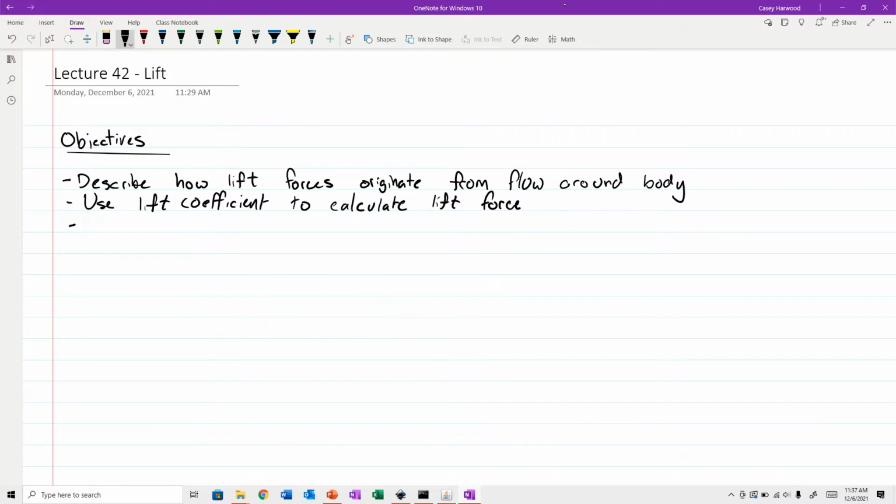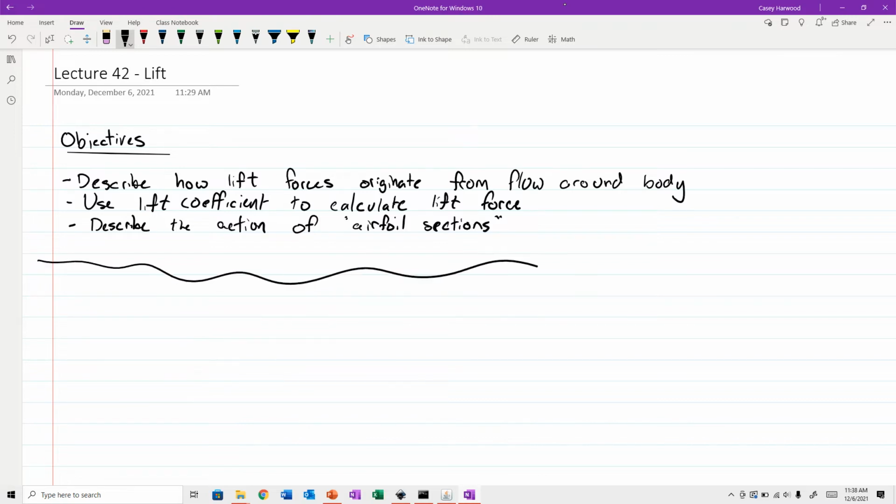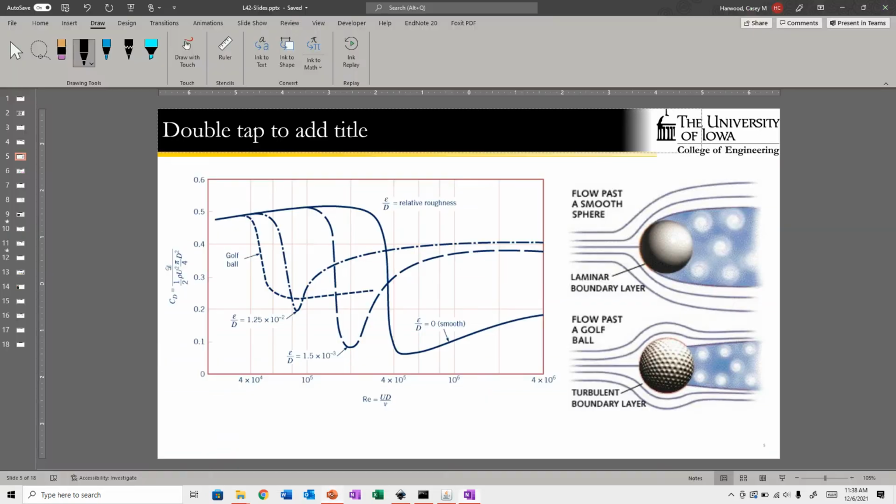And describe the action of airfoil sections, right, which are the shapes that we most frequently see employed for things like wings and propeller blades, wind turbine blades, etc. They're shapes that were designed specifically to create lift with a minimum of drag. So I'm actually going to jump back over to the slides here for a moment.